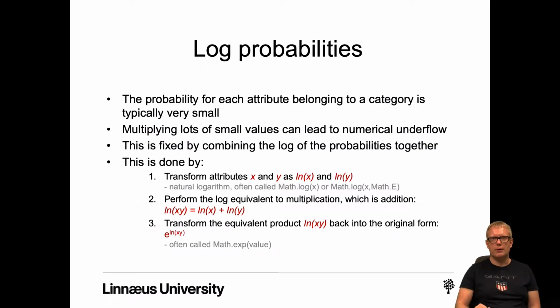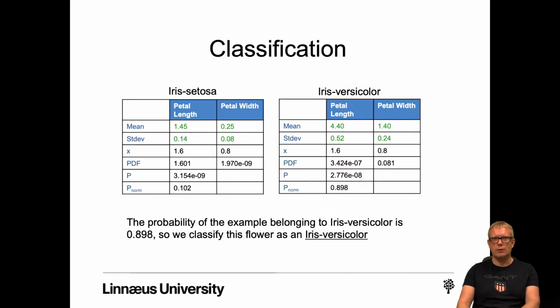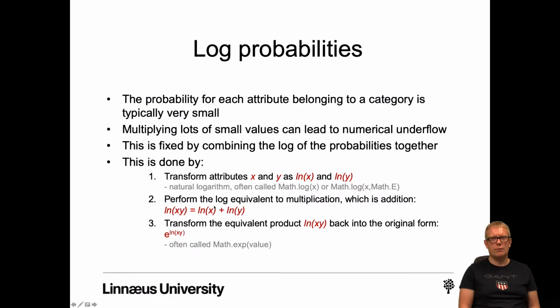The problem here is that the probability for each attribute belonging to a category is typically very small. And if we have lots of inputs, multiplying lots of small values can lead to numerical underflow. The system is unable to handle such small values when we multiply them together. We already had quite small values here, and in this example we have only 2 attributes. So the result could be 0 instead of the actual result.